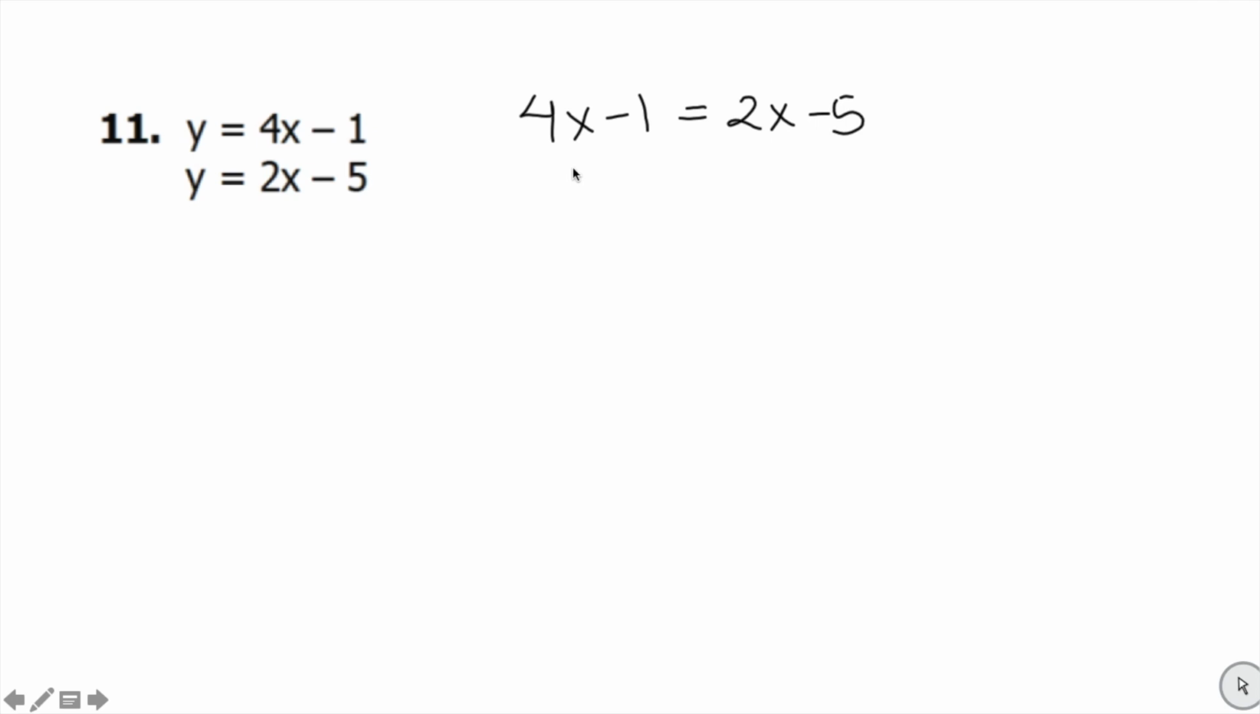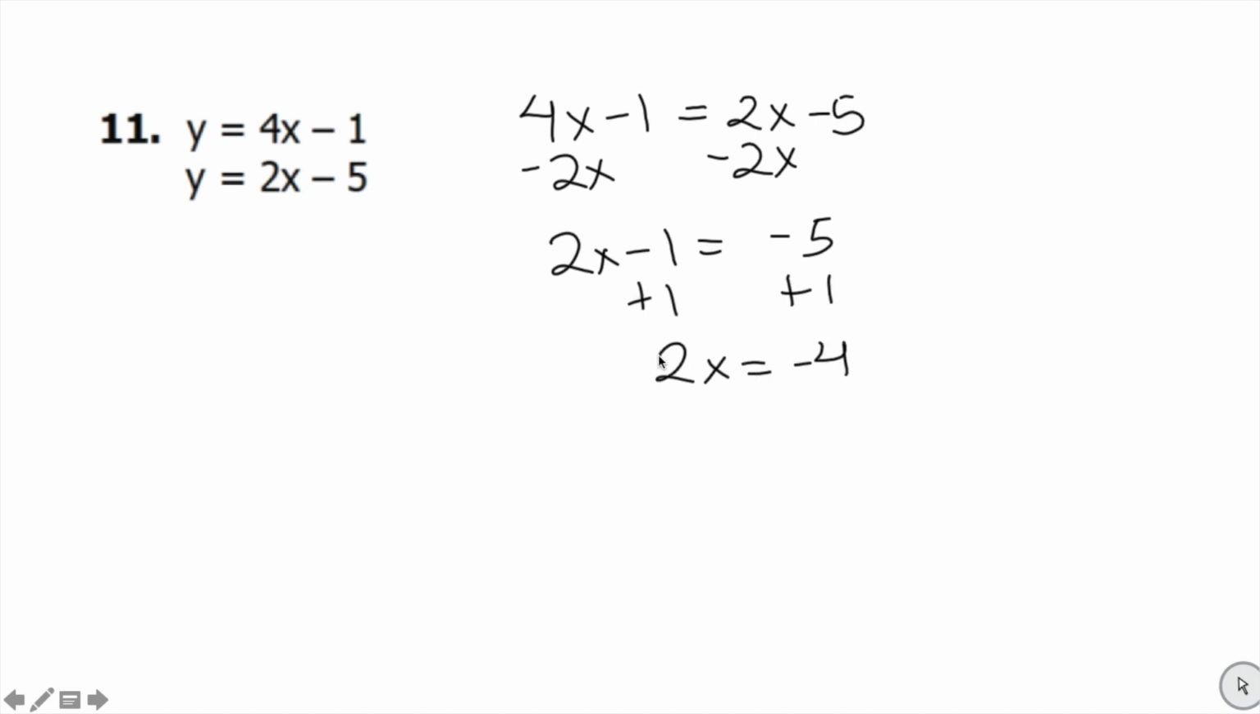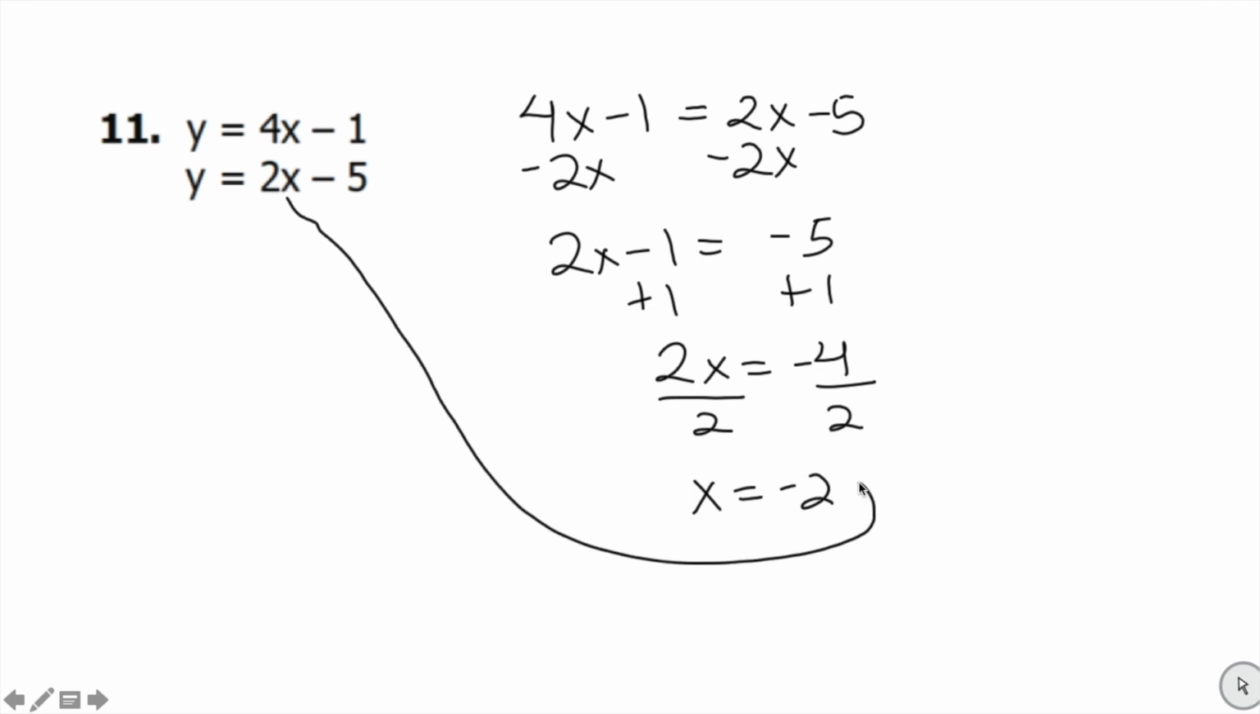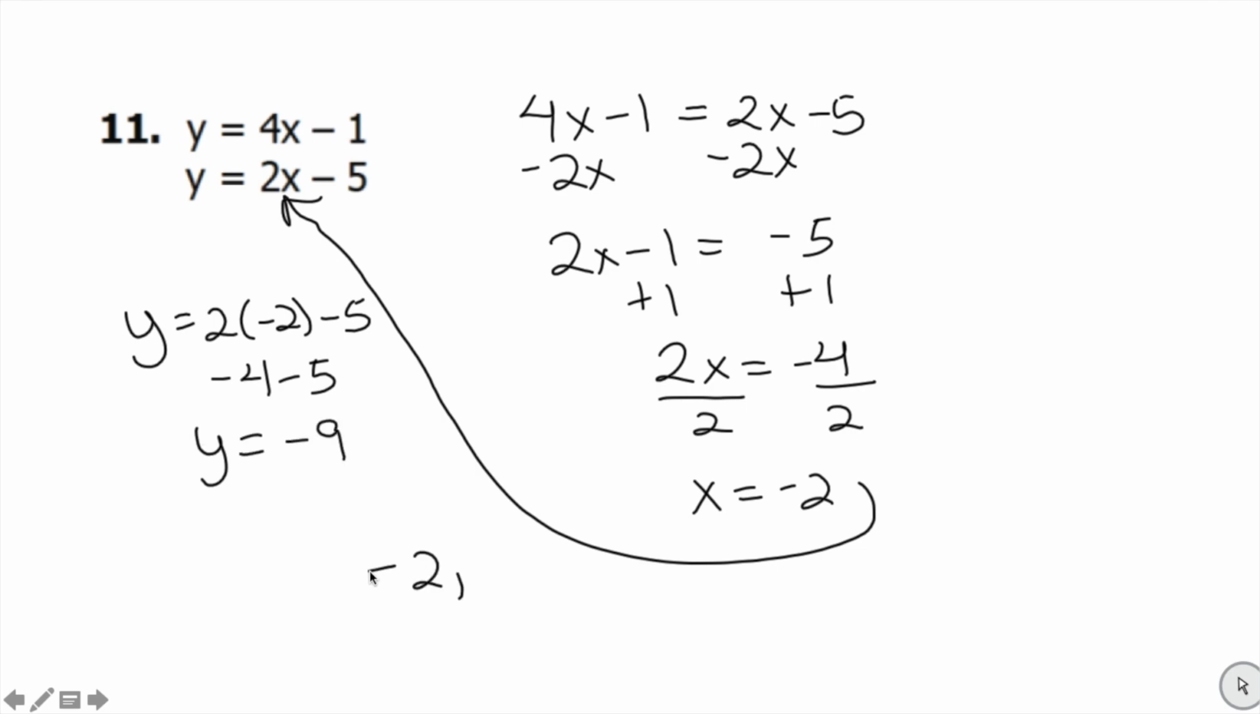So now we just have to solve for x. I would subtract 2x from both sides, and you would get 2x minus 1 equals negative 5. Then add 1, 2x equals negative 4, divide by 2, x equals negative 2. Then you're going to plug this back in. I'll just choose that one. So y equals 2 times negative 2 minus 5, which is negative 4 minus 5, which is negative 9. So our solution is negative 2, comma, negative 9.